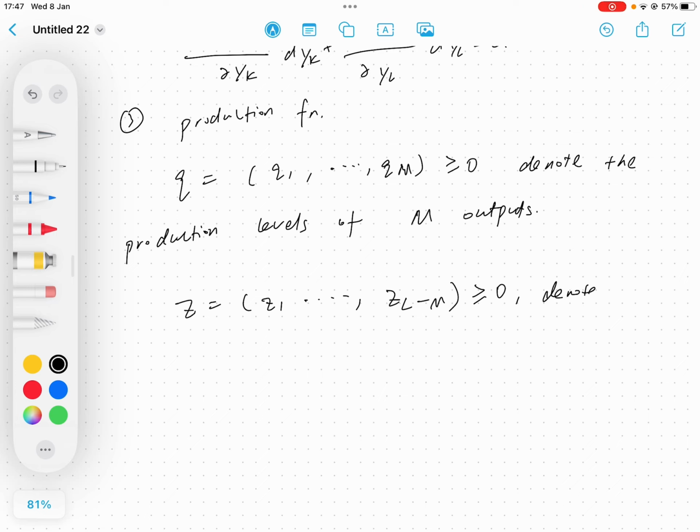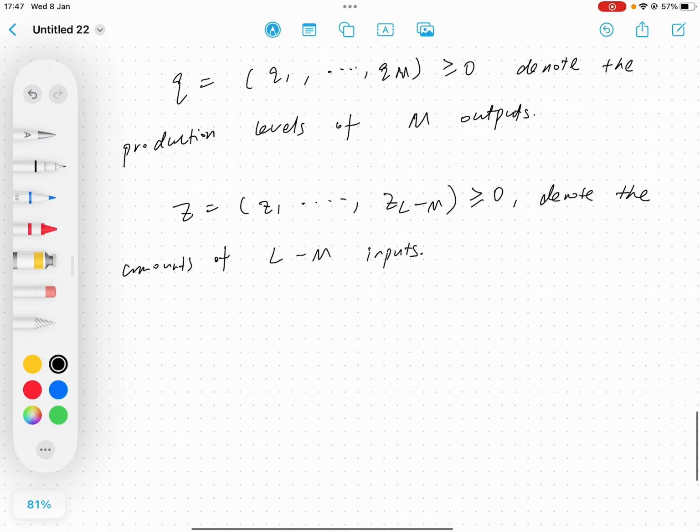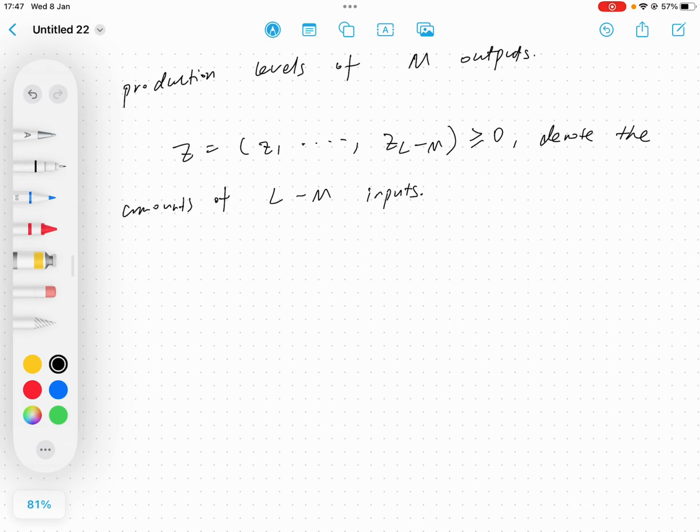So we're going to let those denote the amounts of the L minus M dimensions of inputs. So this is the convention that the amount of input ZL used is now measured as a non-negative number. That is just the absolute value, right? So we count all goods not actually used in the process as inputs.